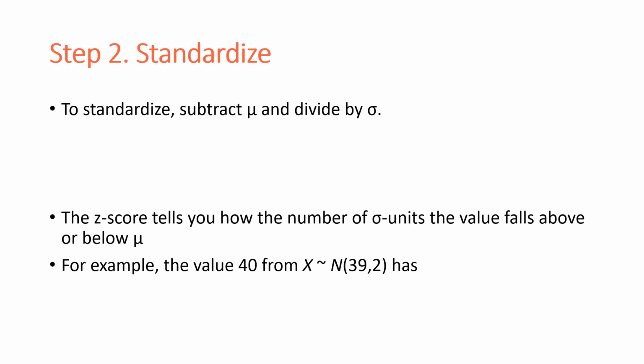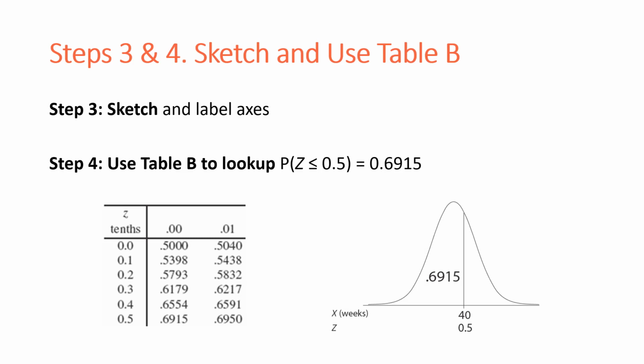To standardize, subtract mu and divide by sigma. The z-score tells you the number of sigma units the value falls above or below mu. So the third step is to sketch and label axes. And then the last step is to use Table B, or the normal probability distribution table, to look up the probability of z less than or equal to 0.5, and that is 0.6915.